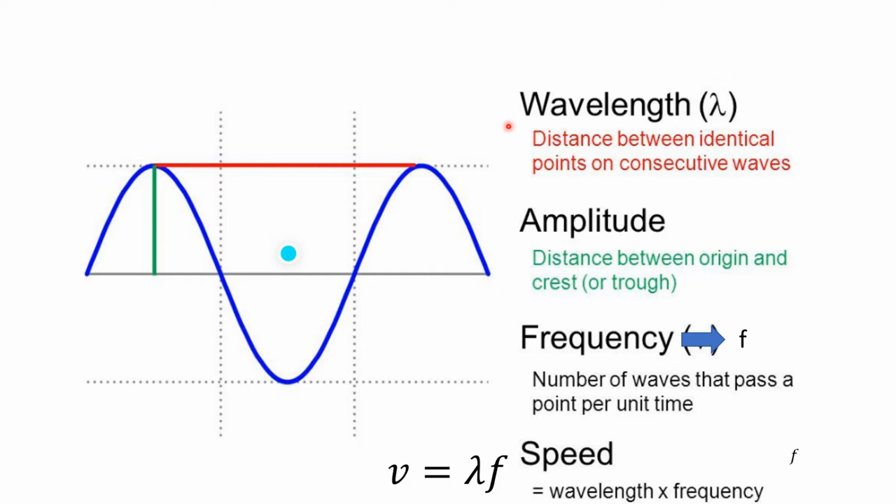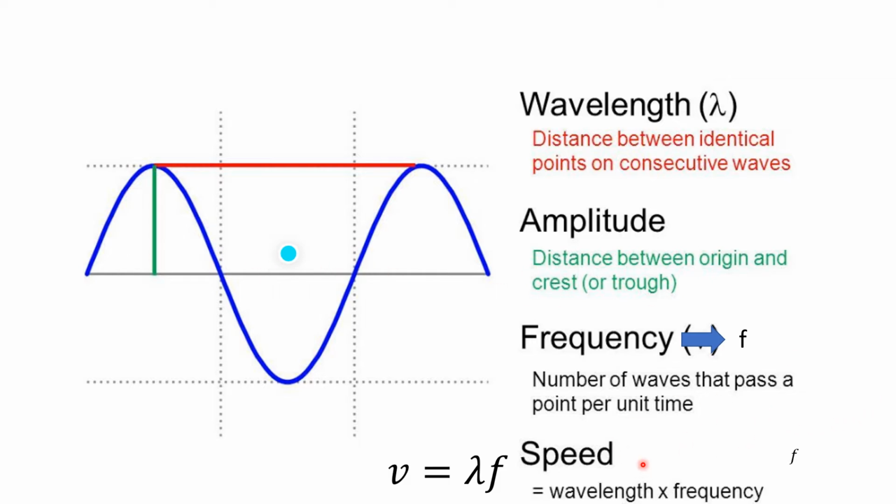So again, in this picture, wavelength, shown by the red here, is the distance between identical points on consecutive waves. The amplitude, that's green, is the distance between the origin and crest or trough. This is a trough, this is a crest. Frequency is the number of waves that pass a point per unit time. So if this is the point, you're counting how many waves pass per unit time.